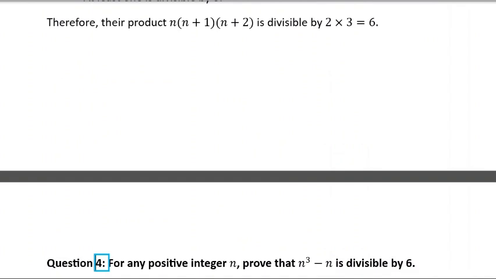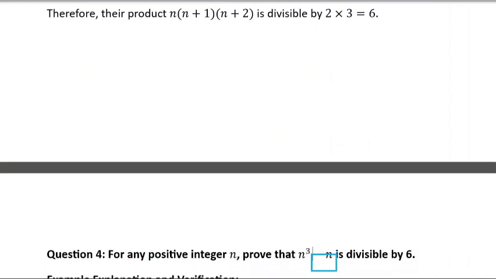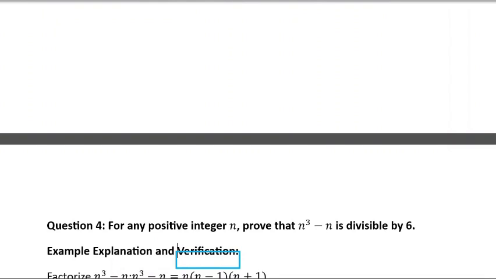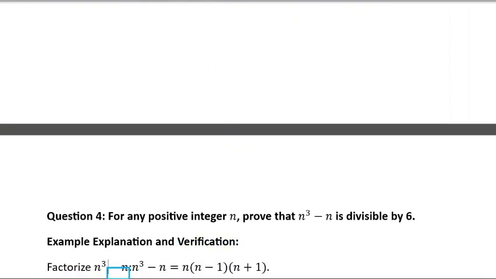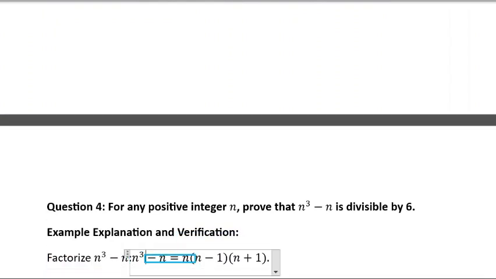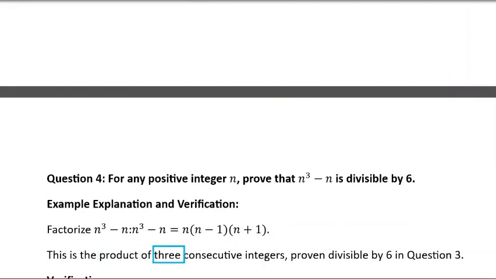Question 4. For any positive integer n, prove that n cubed minus n is divisible by 6. Example, explanation and verification. Factorize n cubed minus n. N cubed minus n equals (n minus 1) n (n plus 1). This is the product of three consecutive integers, proven divisible by 6 in question 3.